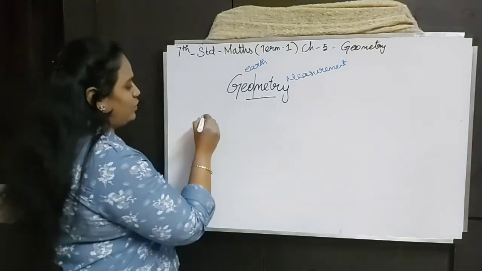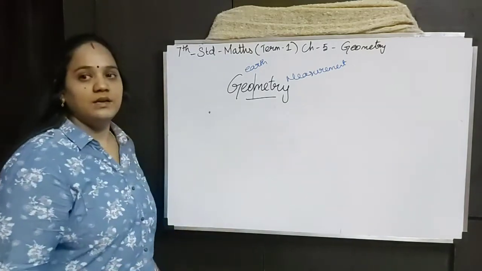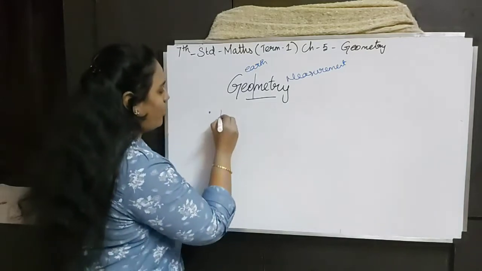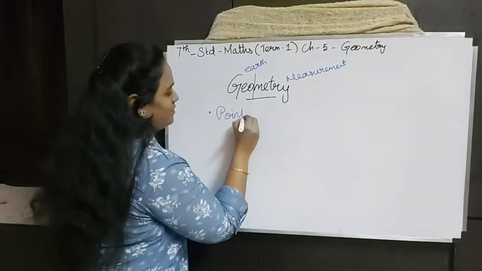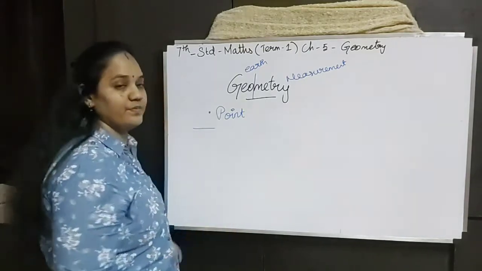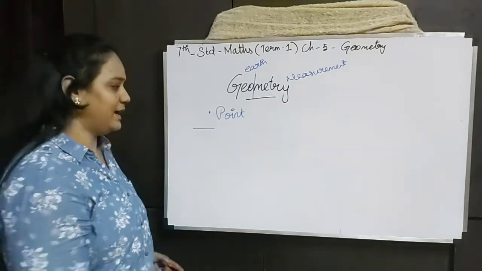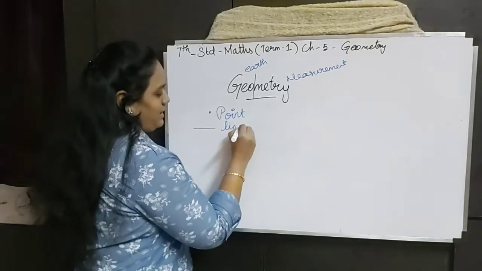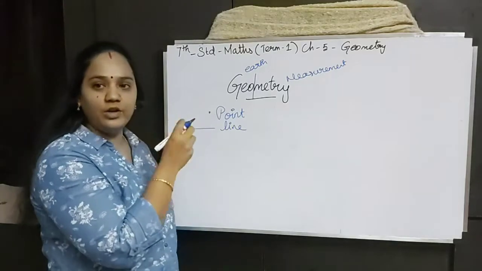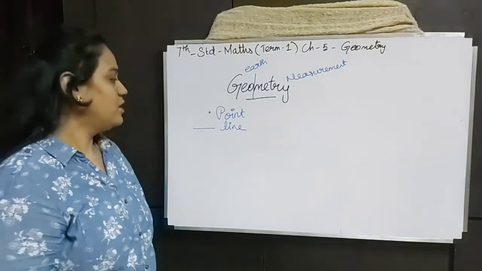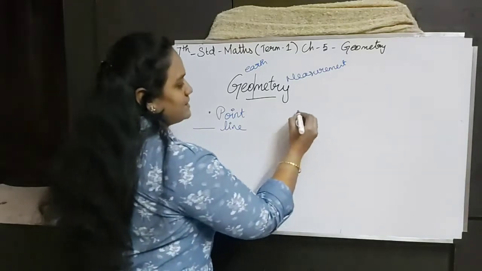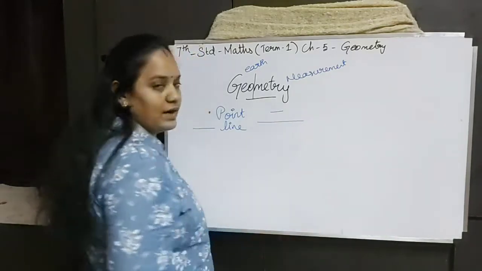So what is this? Some may say this is a dot. In maths it is a point. So what is this? This is a line. Good. Many points joined together to form a line. A line has no starting point and no ending point. Even this is a line and this is also a line.